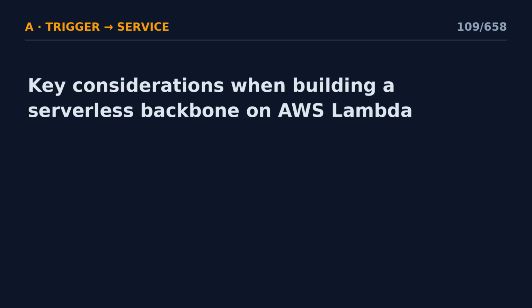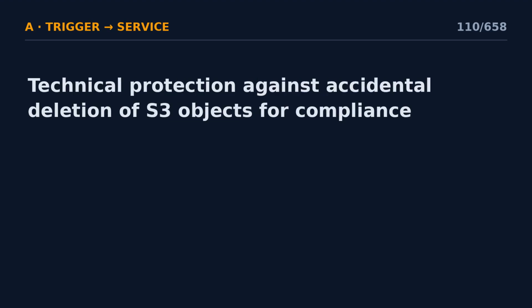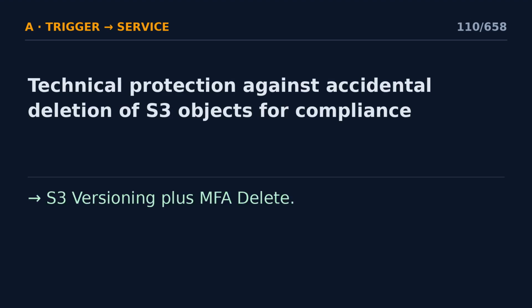Key considerations when building a serverless backbone on AWS Lambda. Answer: Layers for shared code, CloudWatch alarms for scaling, and a NAT gateway for internet access when attached to a VPC. Technical protection against accidental deletion of S3 objects for compliance. Answer: S3 versioning plus MFA delete.